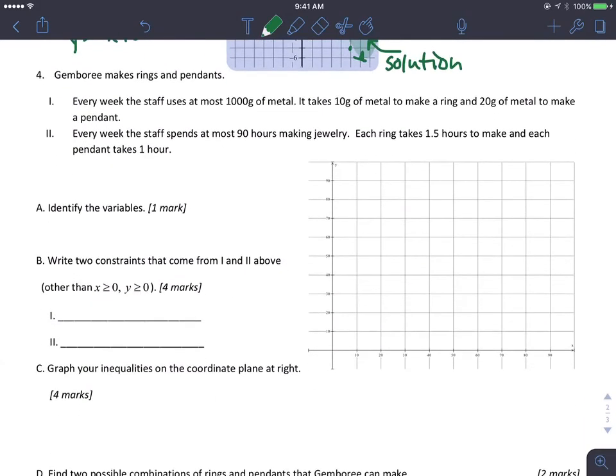All right, Jamboree makes rings and pendants. Each week, the staff uses at most 100 grams of metal. It takes 10 grams of metal to make a ring and 20 grams to make a pendant. Each week, the staff spends 90 hours making jewelry. Each ring takes 1.5 hours, and each pendant takes 1 hour. So, define your variables. x, I'm going to do rings, number of rings. y, I'm going to do pendants.